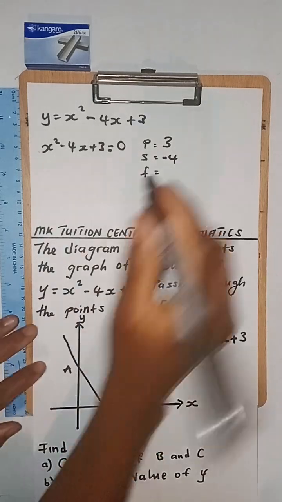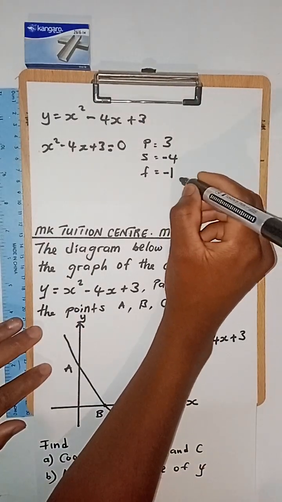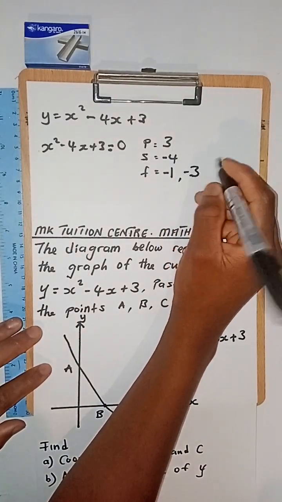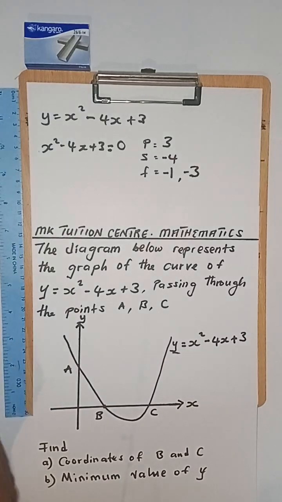So in my case, I have these ones. When you say -1 plus -3, you're going to get -4. When you say -1 times -3, you're going to get +3. So those are our factors.